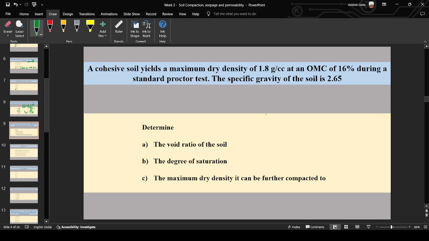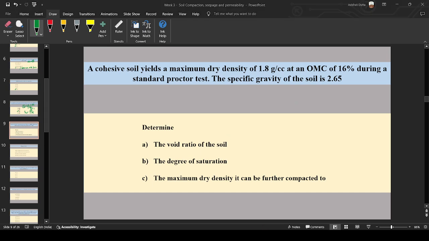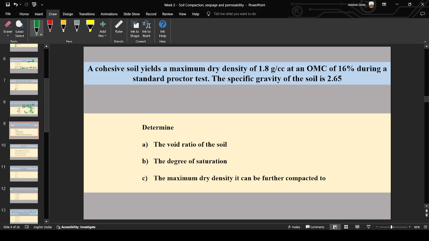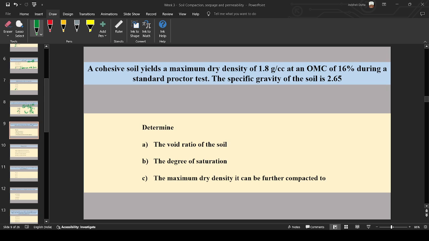A cohesive soil yields a maximum dry density of 1.8 at an OMC of 16%. Specific gravity is 2.65. Find the void ratio, degree of saturation, and MDD. Has anyone solved this question? Anyone? Have you solved this question? Okay, no problem. Just a moment.